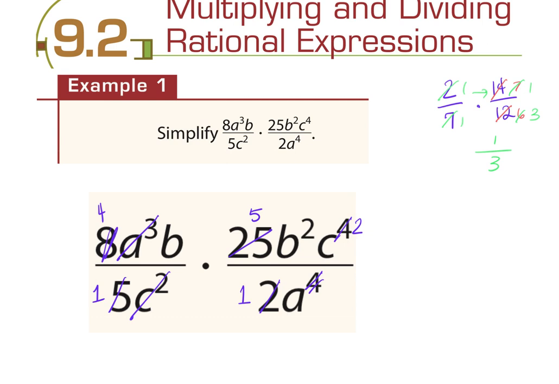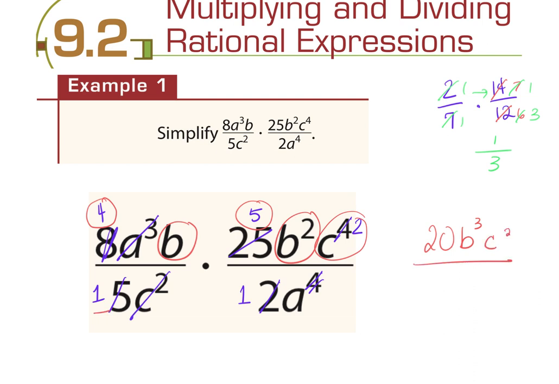Once I'm done canceling, I like to go through and make sure I accounted for everything. For my numbers, it's 4 times 5, that's going to be 20. I have a B here and a B squared here. B times B squared is B cubed. I have just a C to the second power, so that's there. And then on bottom, I have 1 times A. And so that is my answer when I am multiplying.